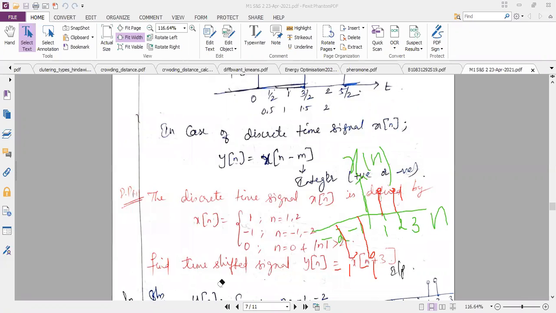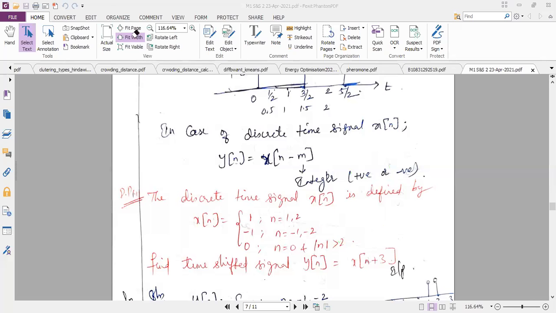Let me take you to the solution. It is very difficult for me to write everything using the mouse, so I'm just showing you the screen.